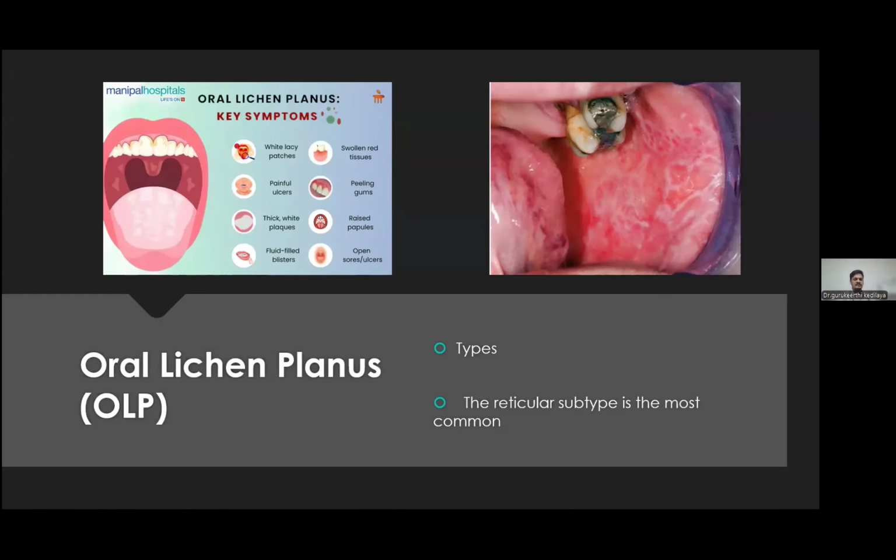So again, coming to the next set of diagnosis, that is oral lichen planus, which is a chronic autoimmune condition. It can sometimes be malignant; it can turn into malignant during progression. The most common type of OLP is the reticular subtype.